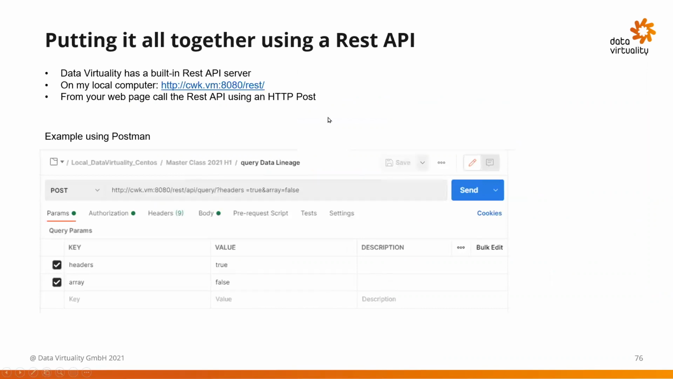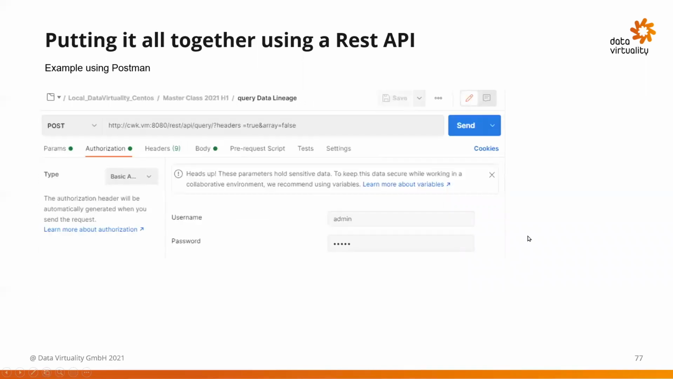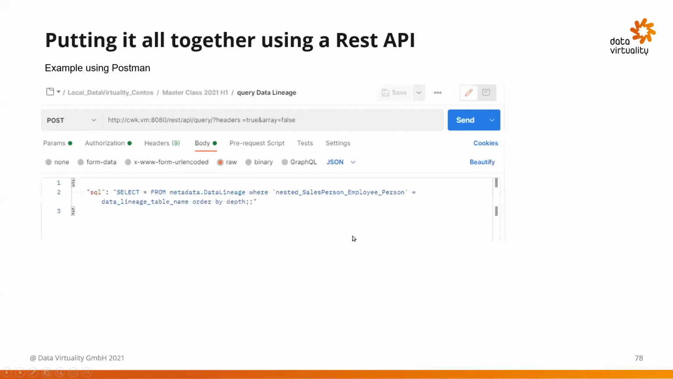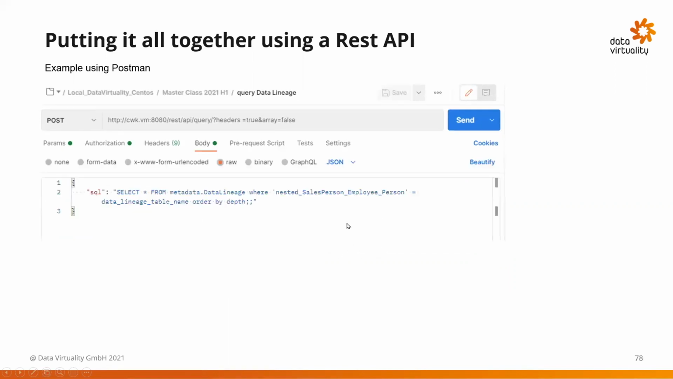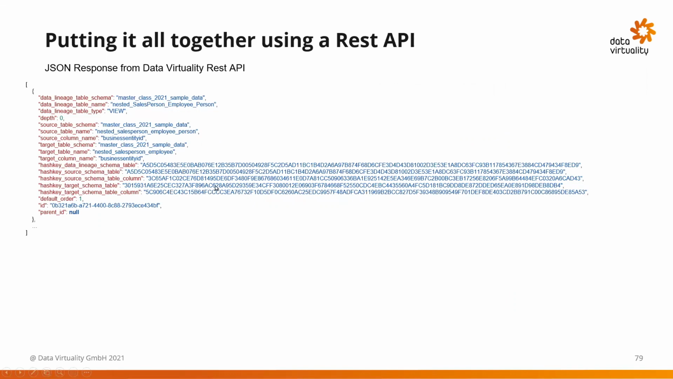In this particular case, we're going to query our data lineage. This is an example using Postman. It uses basic authentication. It can be any username, any password. It doesn't have to be admin. And we're putting into the body of the post request a SQL query. That's all that has to be done. And this is the JSON response that we're going to get back.